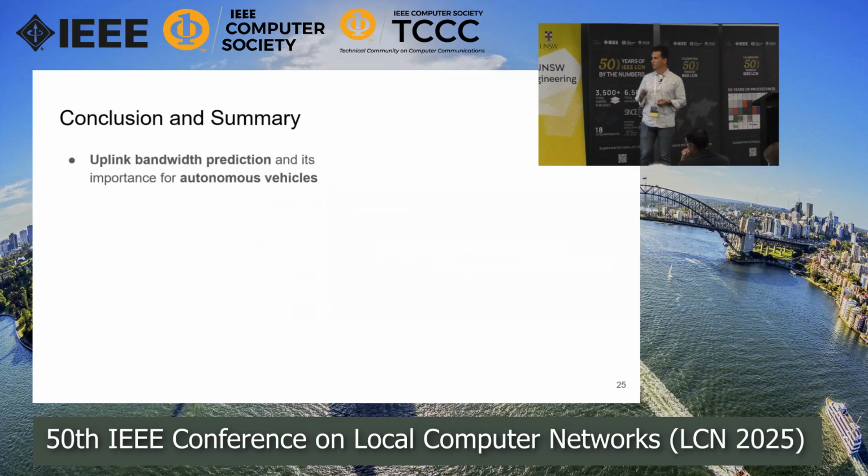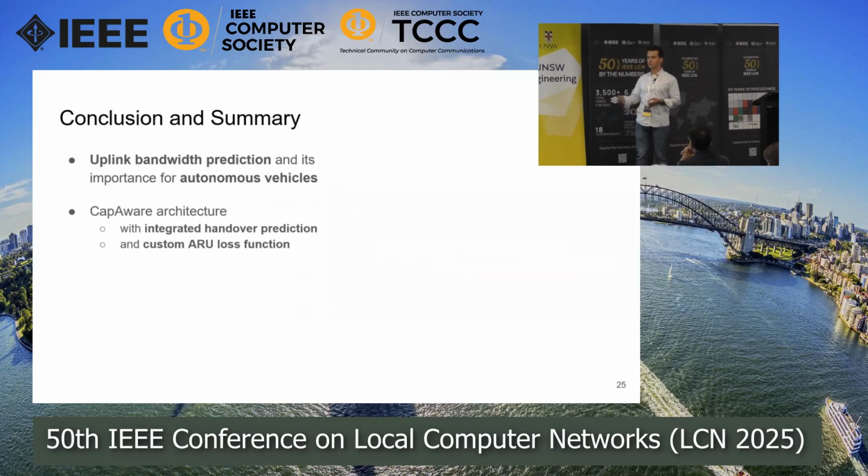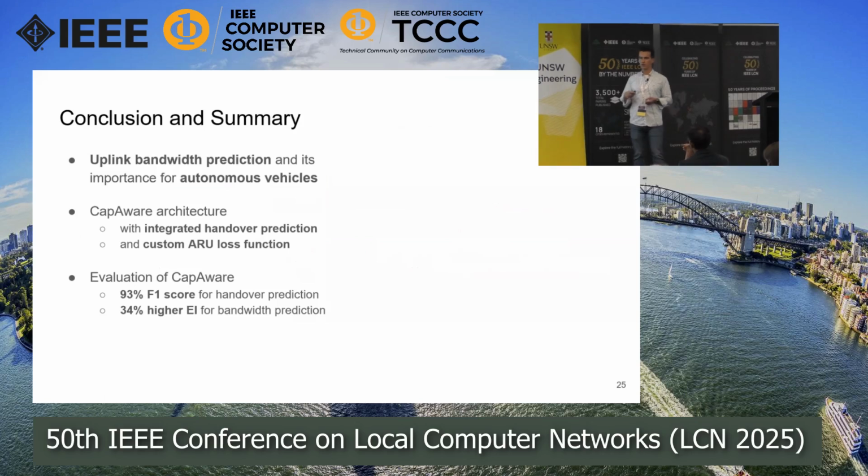Just to sum up and conclude, today we talked about uplink bandwidth predictions and its importance for autonomous and remotely controlled vehicles. We talked about our CapAware architecture with its integrated handover prediction model as well as custom loss function. We talked about the evaluation of CapAware with 93% F1 score for predicting network handovers and up to 34% higher efficiency index compared to state-of-the-art baselines.